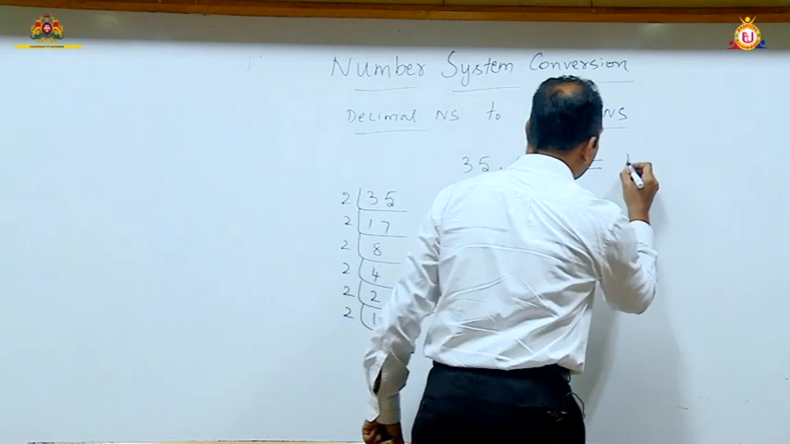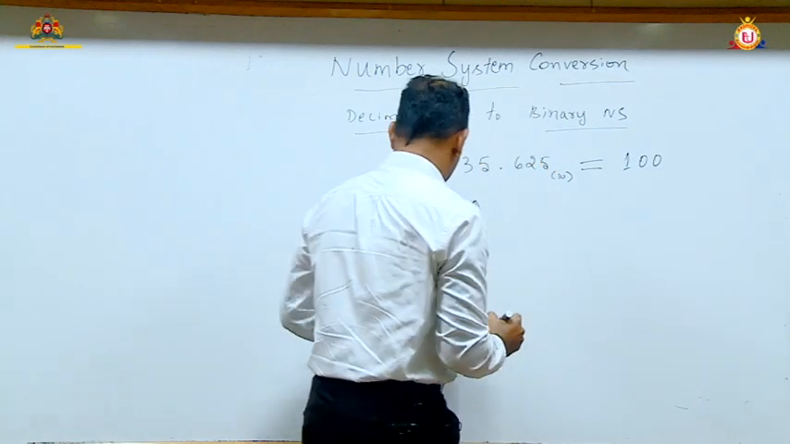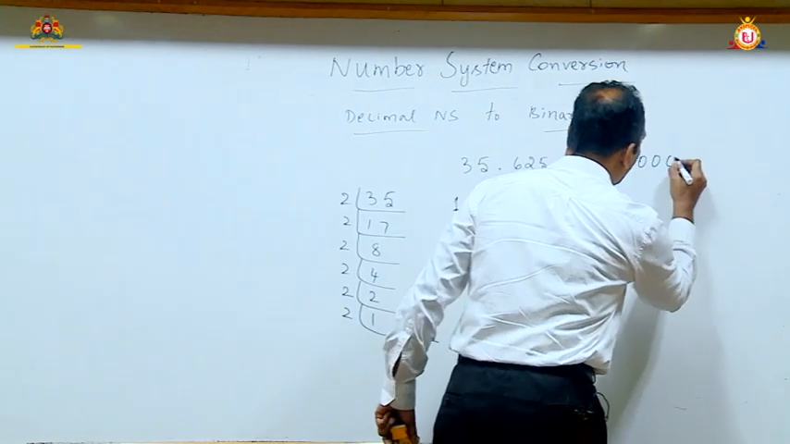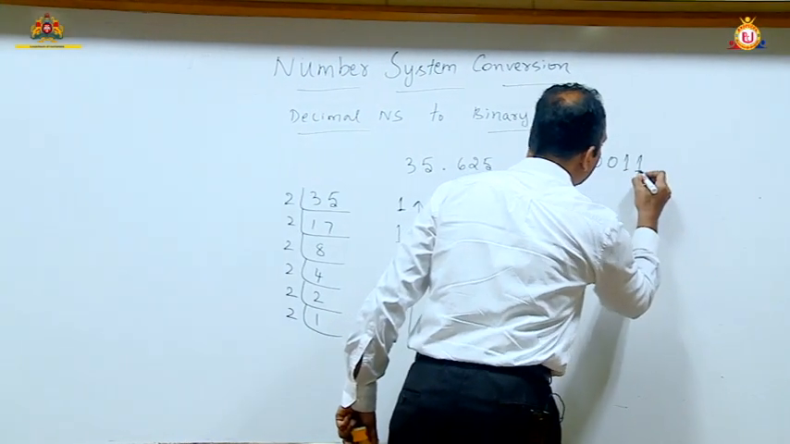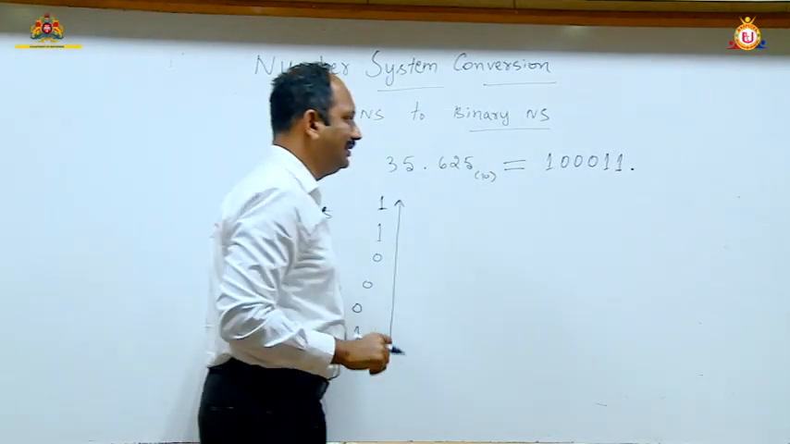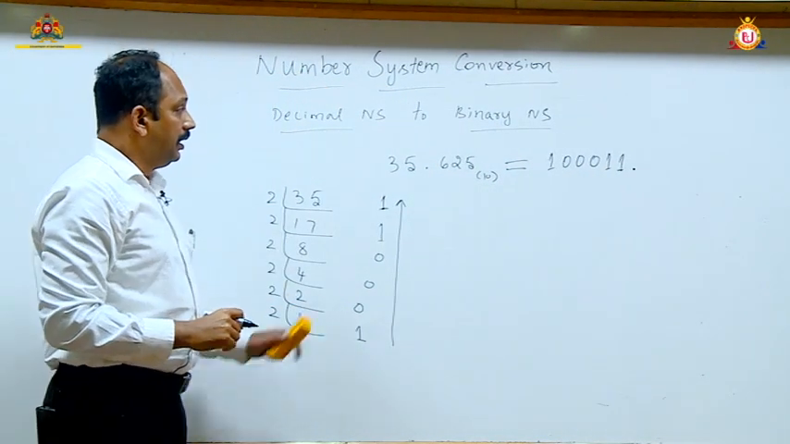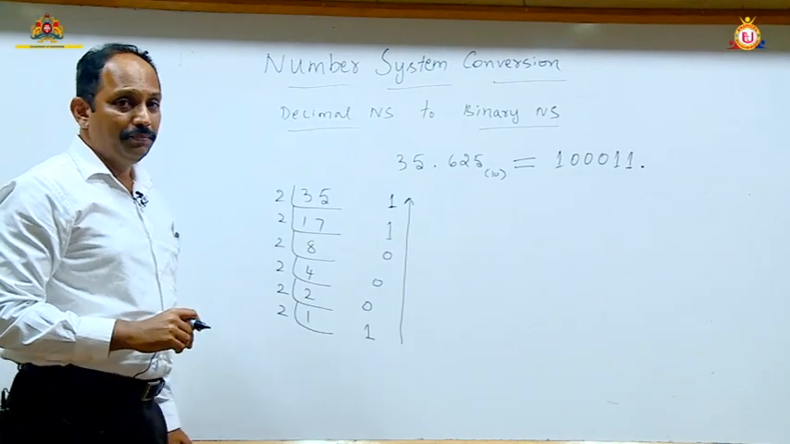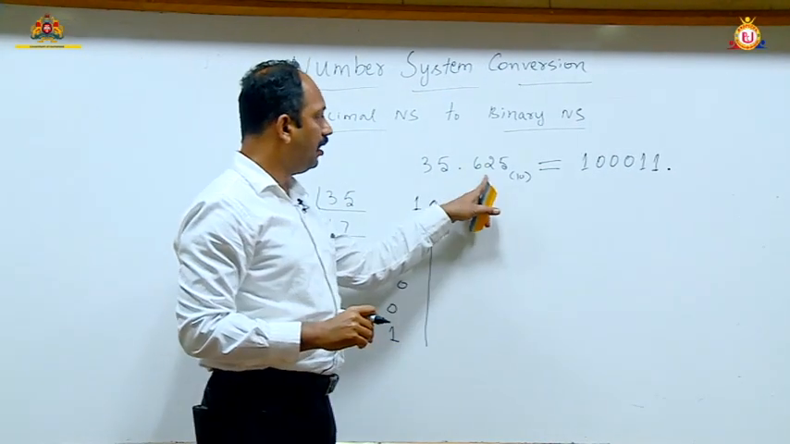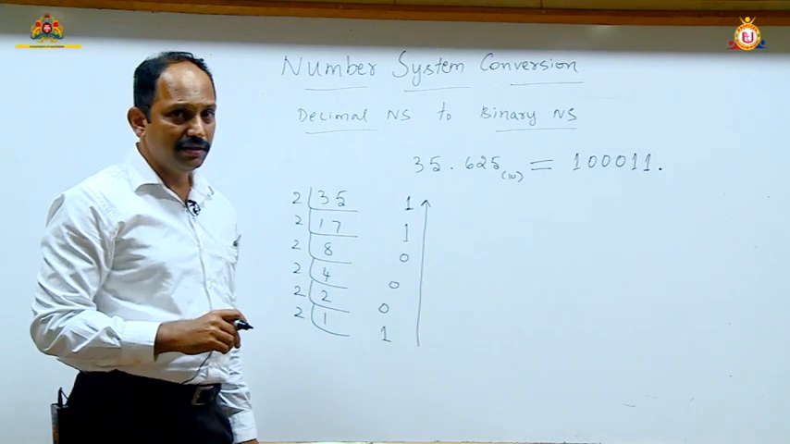100011. Put the dot as it is. Now take the fractional part. How is the fractional part converted? Is it going to be divided?